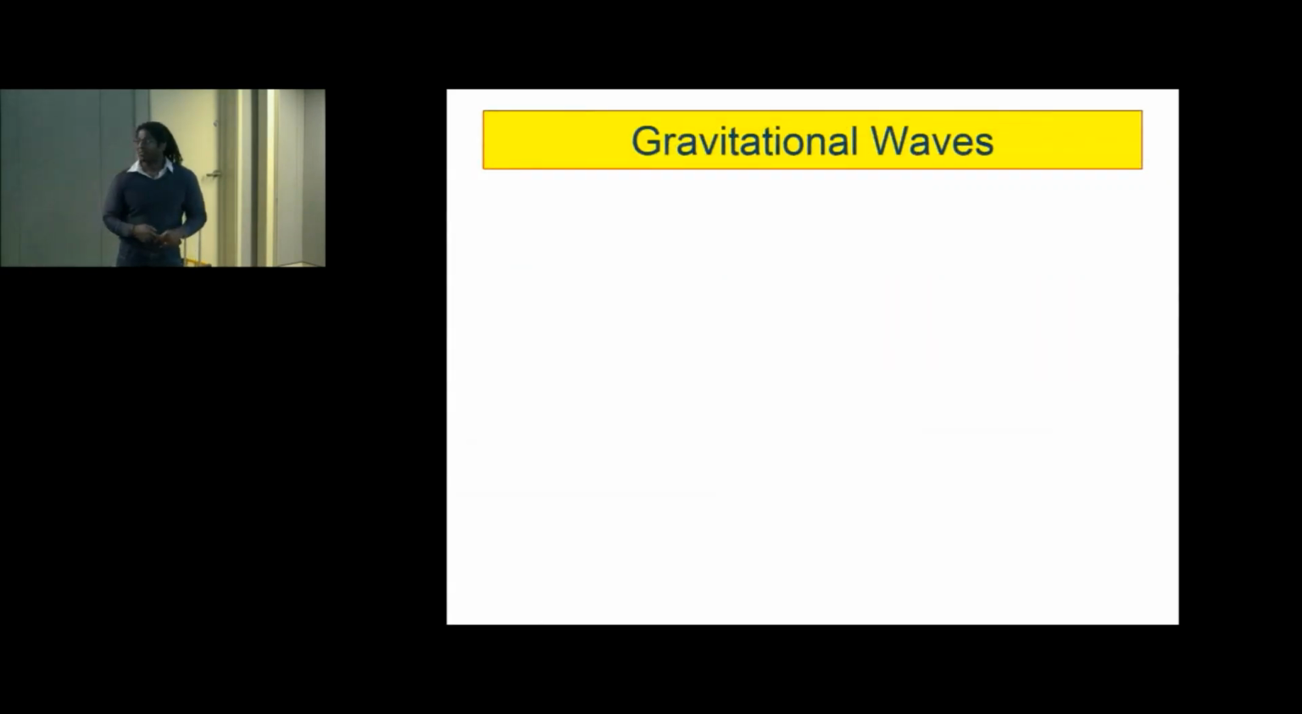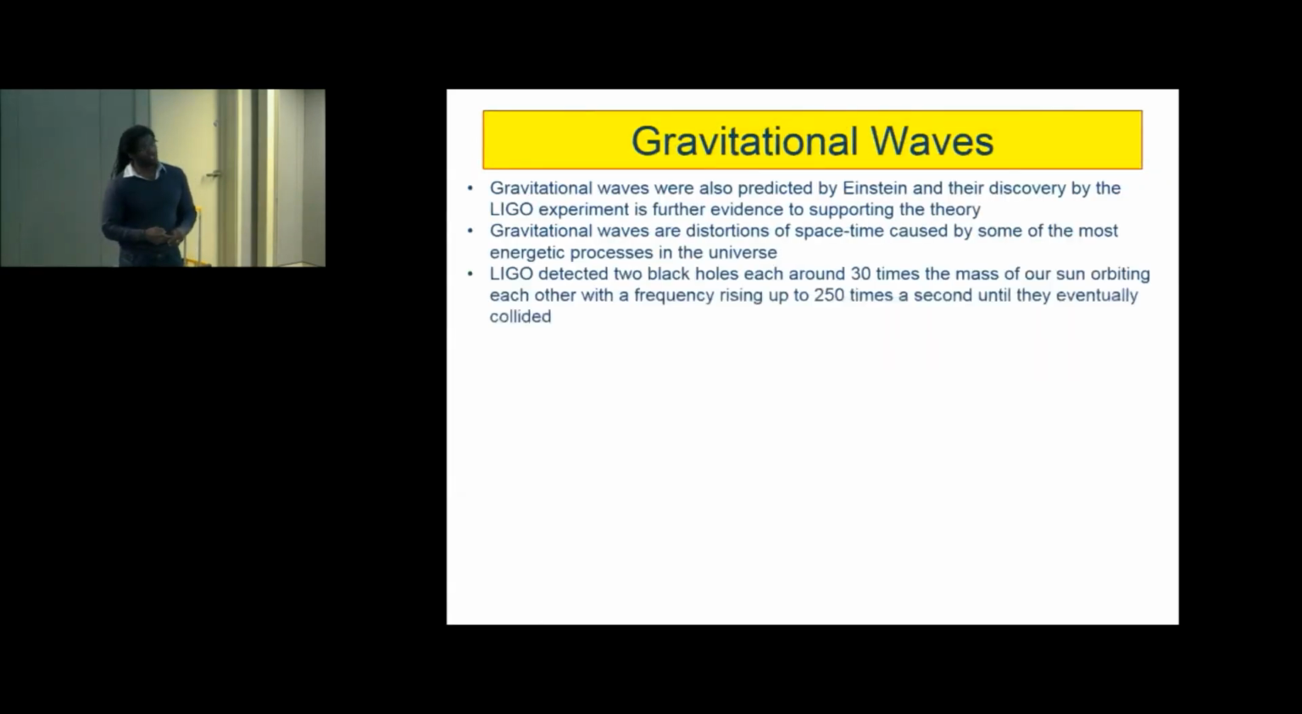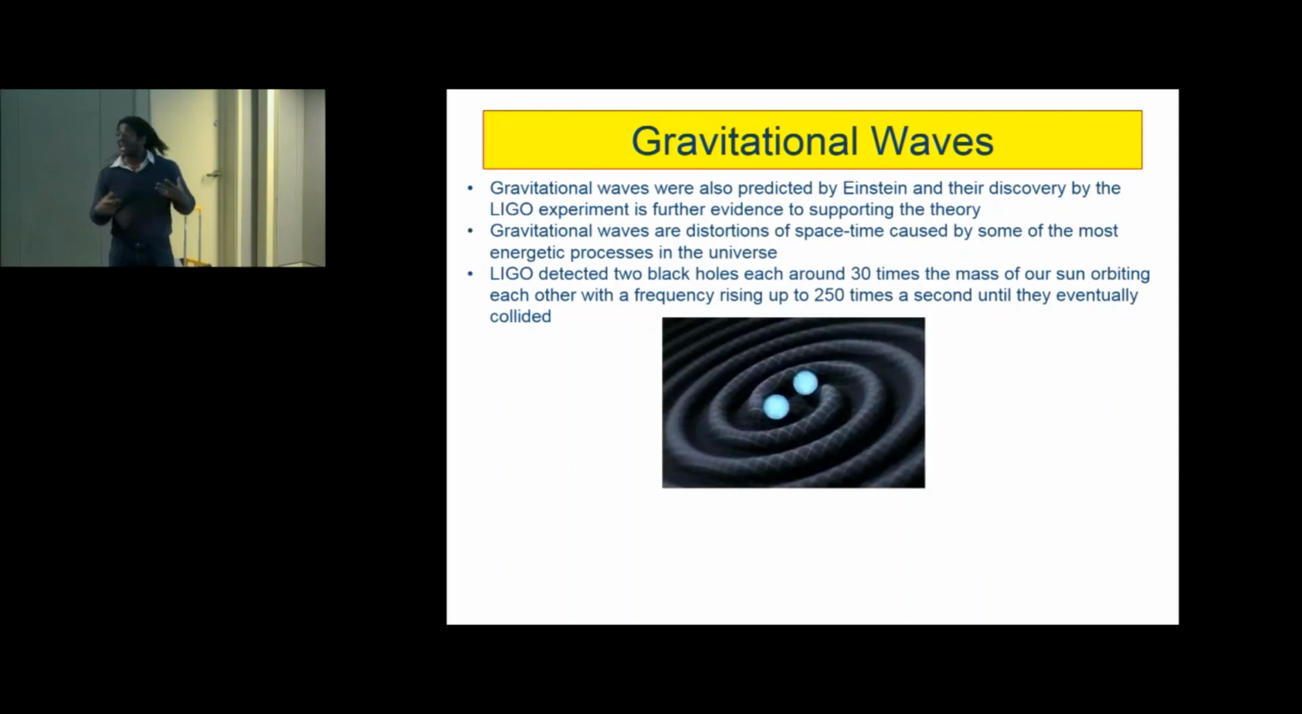Another example, gravitational waves. There's an experiment called LIGO which looks for gravitational waves. What LIGO was able to detect was two black holes. Each black hole was around 30 times the mass of our sun, and these two black holes are spinning around each other 250 times a second. So you can imagine the energy within that system. That's just a crazy thing to imagine.